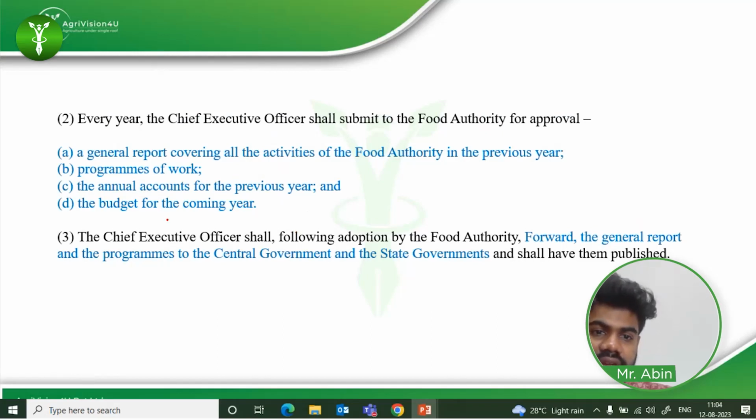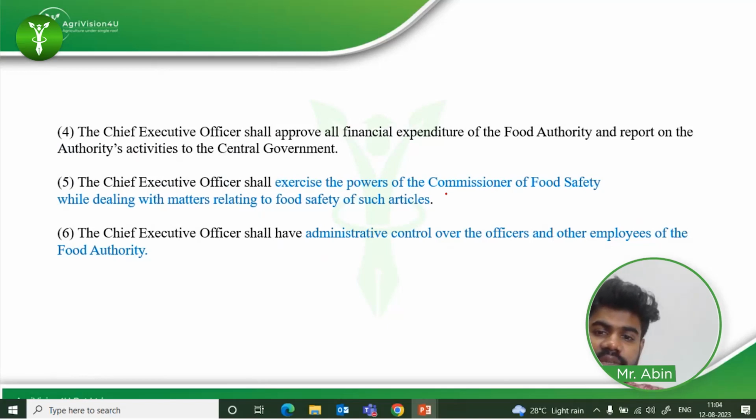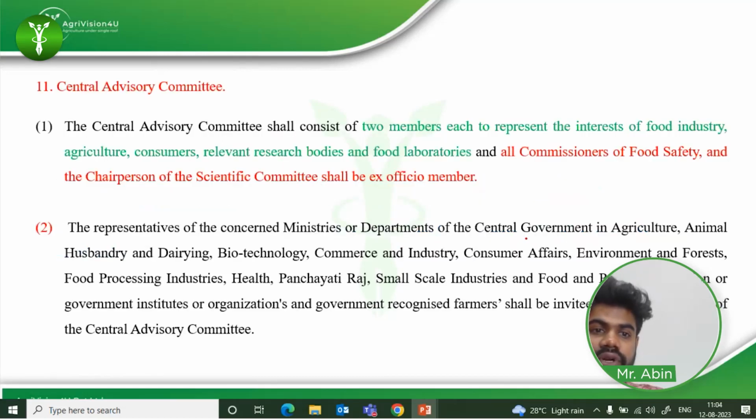And every year he will give a budget for the coming year and annual accounts for the previous year, and the program of work at the beginning of the financial year. Following adoption by the Food Authority, he will forward the general report and programs to the central government and state governments, like administrative working. The CEO exercises the power of the Commissioner of Food Safety, which we have seen, and has administrative control over the office and other employees of the Food Authority.